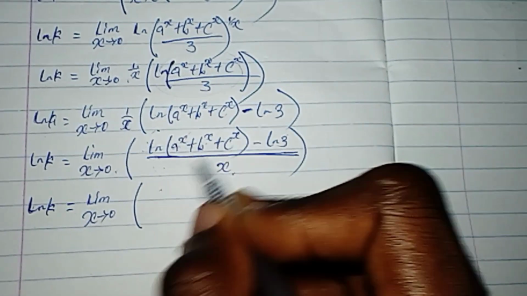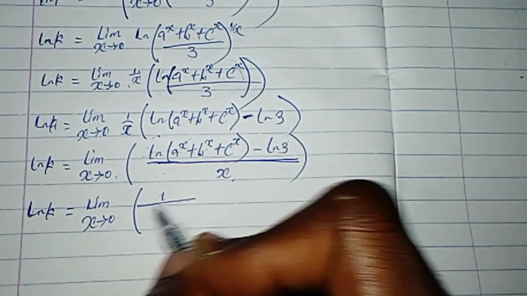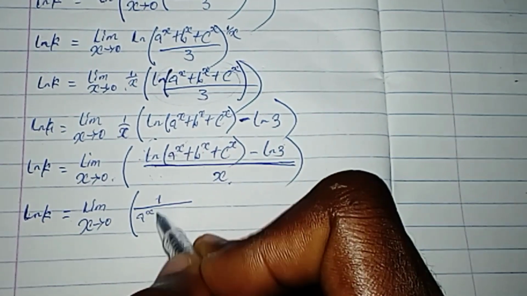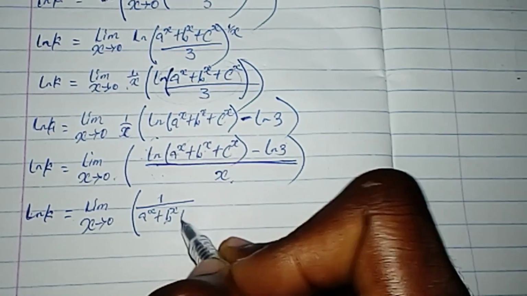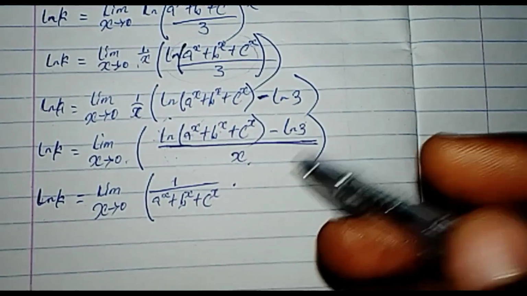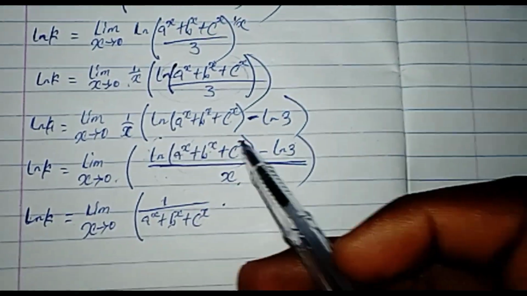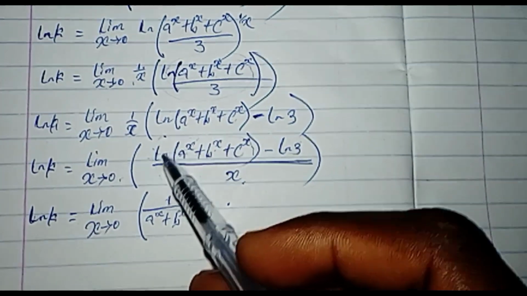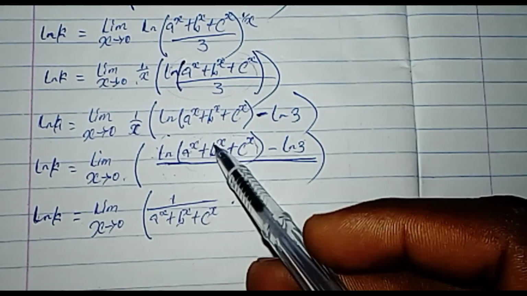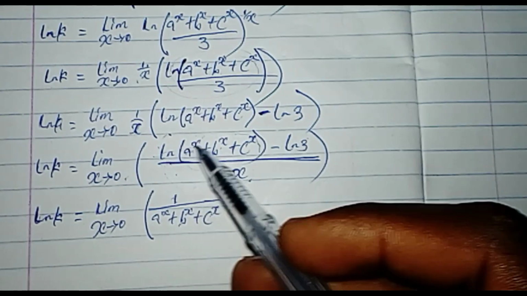The input, 1 over a to the x plus b to the x plus c to the x. This method I'm using is called the chain rule. So we make this whole thing equal to some value. Let's put in here that this is k. So ln, this is p. So ln p, since we already had k.